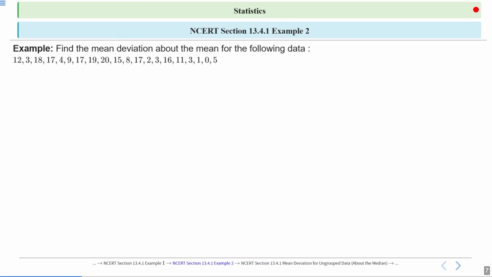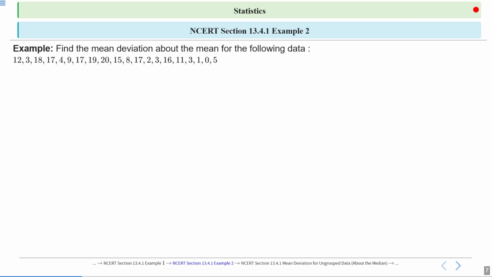Now let's look at example 2. In this example we have to understand mean deviation about the mean. Here is the given data set: 12, 3, 18, 17, 4, 9, 17, 19, 20, 15, 8, 17, 2, 3, 16, 11, 3, 1, 0, 5. And we are asked to find the mean deviation about the mean for these data.